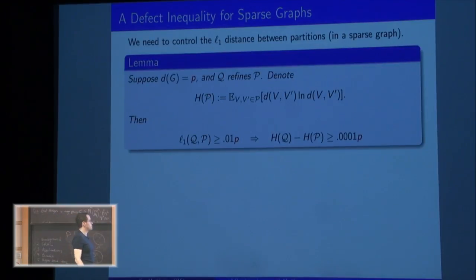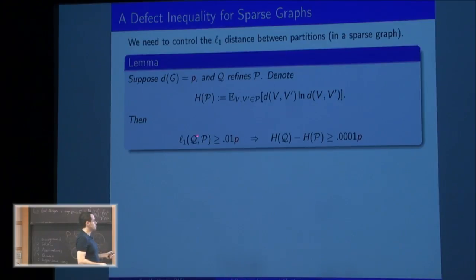So there's a lemma. Suppose that you have a graph of density p, and we are in this setting, you have partition P refined by partition Q. Every partition determines a sequence of numbers, just the densities between all possible pairs. Take the entropy of that, or minus the entropy, it doesn't really matter. Then it turns out, and this is what's called the defect inequality, if the L1 distance between P and Q is large, if the densities in Q don't very much agree with the densities of their parents in P, then the difference between the entropies of Q and P is also large. Everything relative to p, and this is important.